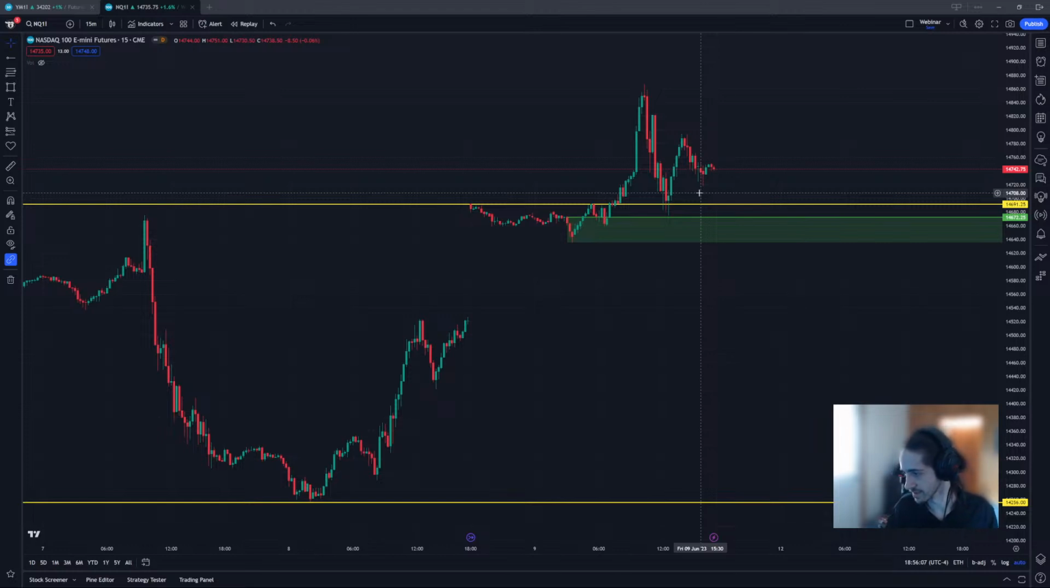One more, is there a day that has better volume on futures? Nah, I wouldn't say there's a specific day, but volume's very important.